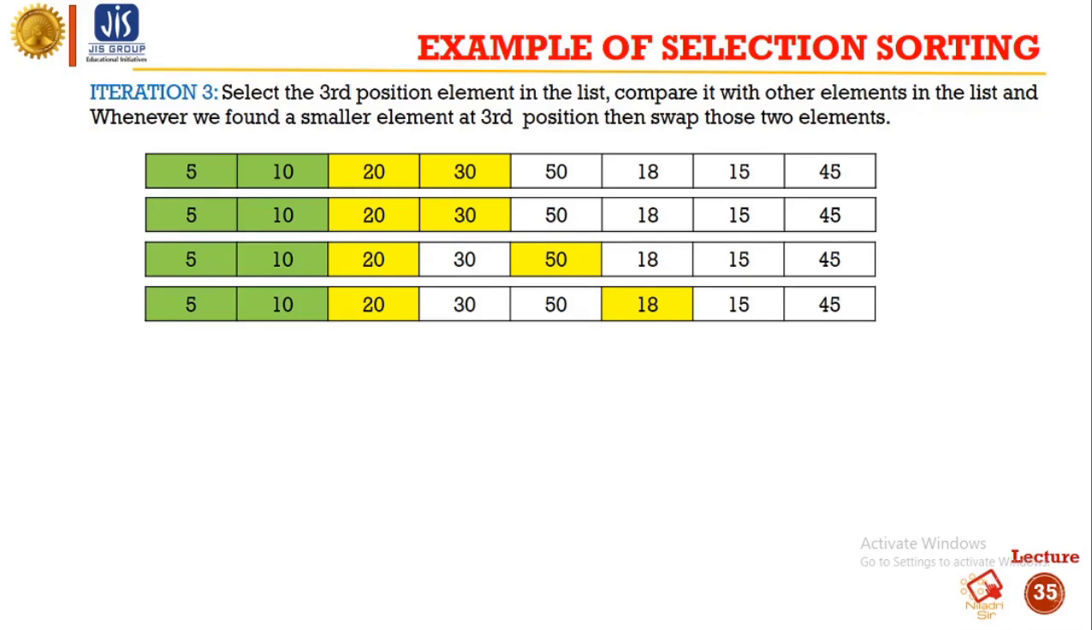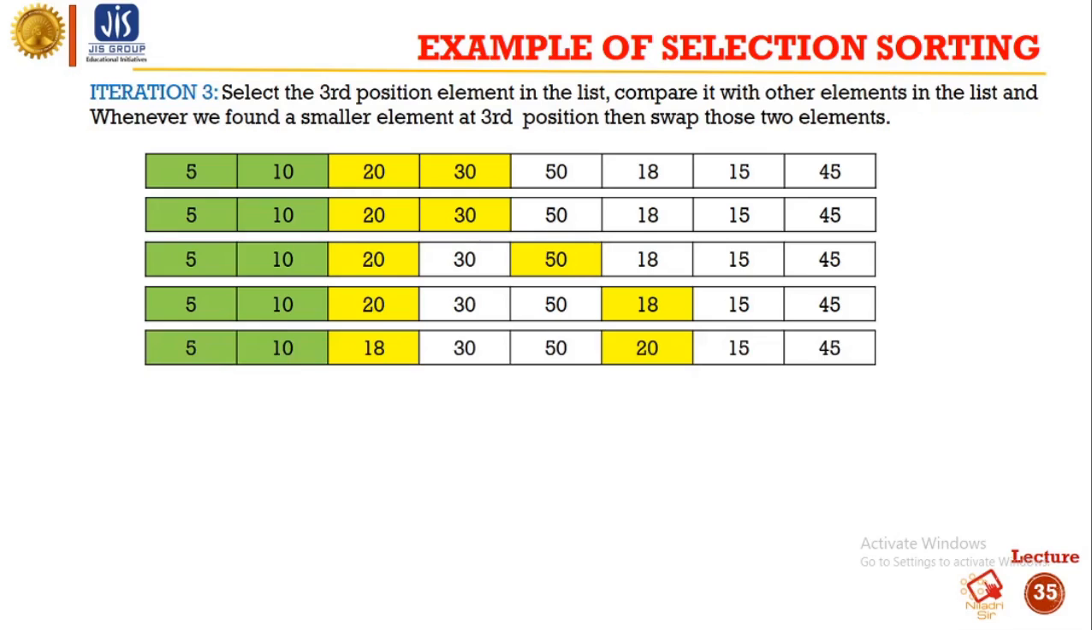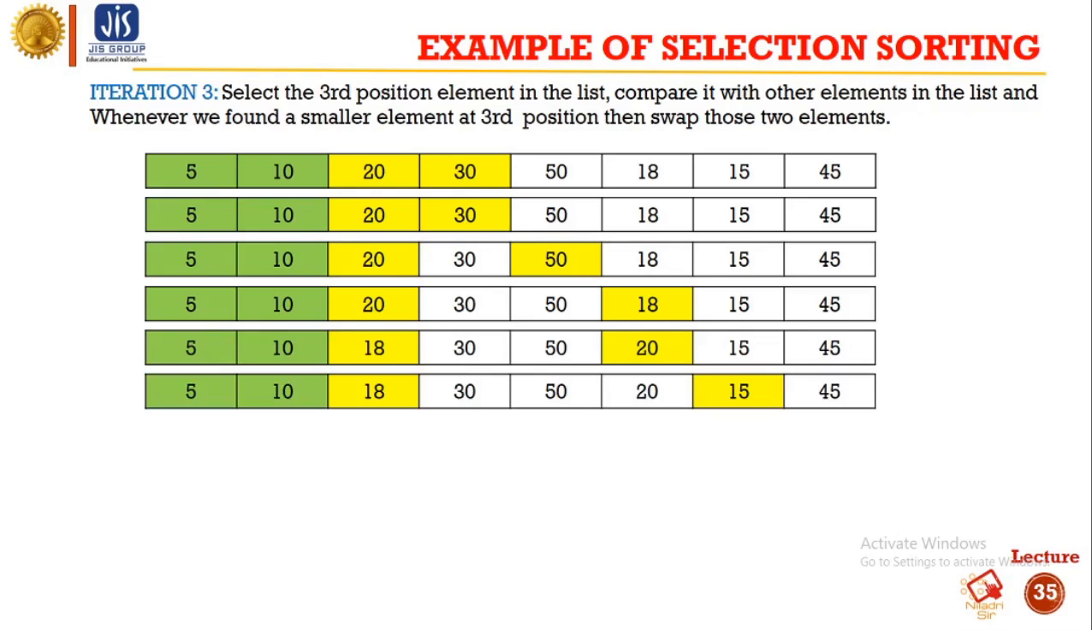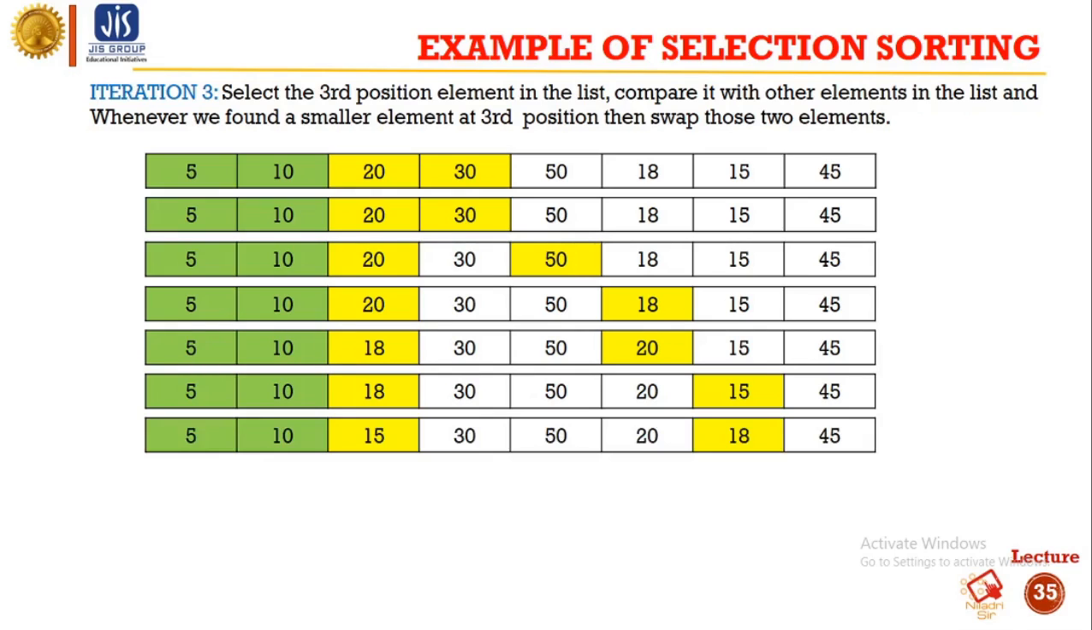Next, 20 has been compared with 18. As we know, 18 is smaller than 20, so there is a swapping. So 18 comes to the third position. Now 18 will be compared with 15. As we know, 18 is greater than 15, or 15 is smaller than 18, so 15 will come to the third position.